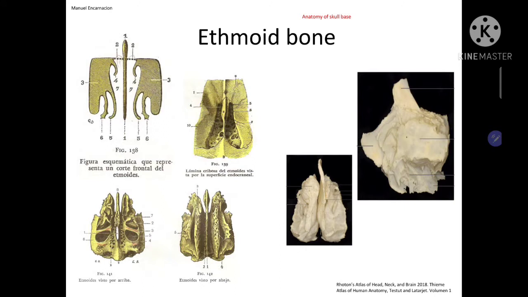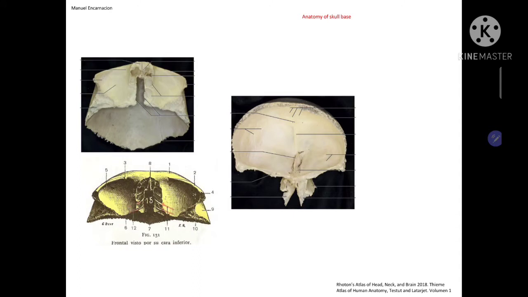It's located inferior to the orbitonasal portion of the frontal bone, and in the anterior and middle portion of the skull base, located in front of the sphenoid bone, and it completes the ethmoid notch. Remember, the ethmoid notch, and as you can see in this picture, it covers all this notch.